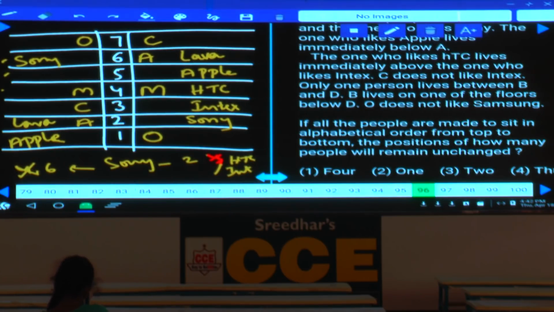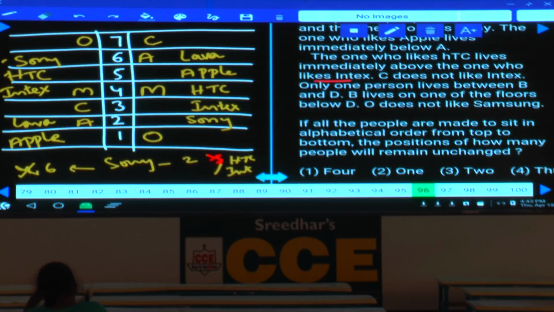There are 2 possibilities, isn't it? And O does not like HTC, and int x, and C does not like int x. As C does not like int x, hence int x cannot be on the third floor. Then what is the only possibility here? HTC is on the 5th floor, and the next one, int x, must be on the 4th floor, because C cannot be int x. C does not like int x.